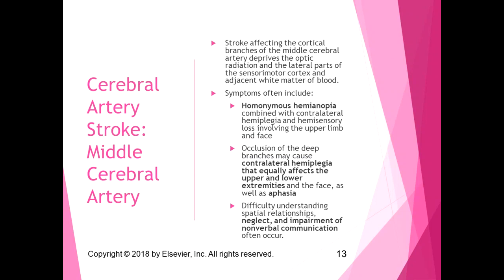The middle cerebral artery deprives the optic radiation and lateral parts of the sensory motor cortex and adjacent white matter of blood. So the symptoms often include homonymous hemianopia combined with contralateral hemiplegia and hemisensory loss involving the upper limb and face. So that homonymous hemianopia, which is like a visual field cut, is a cardinal sign of middle cerebral artery stroke. Also, the contralateral hemiplegia affecting the upper and lower extremities and the face, as well as aphasia. So aphasia is one of the cardinal signs of MCA stroke as well. And difficulty understanding spatial relationships, spatial neglect, and impairment of nonverbal communication often occur.